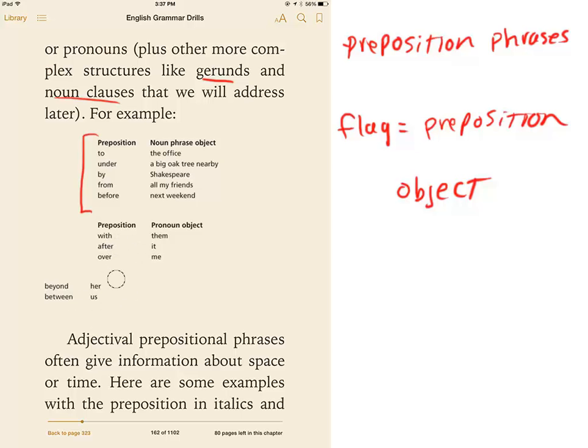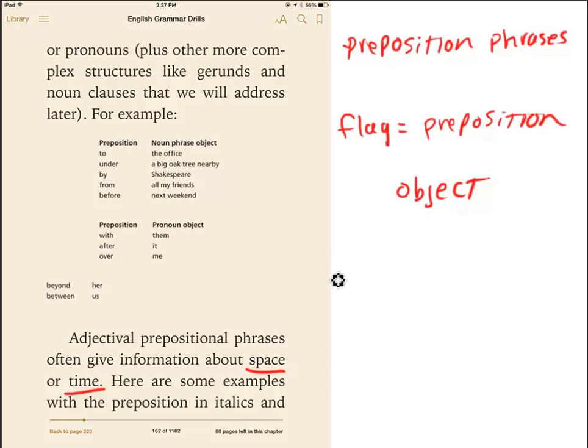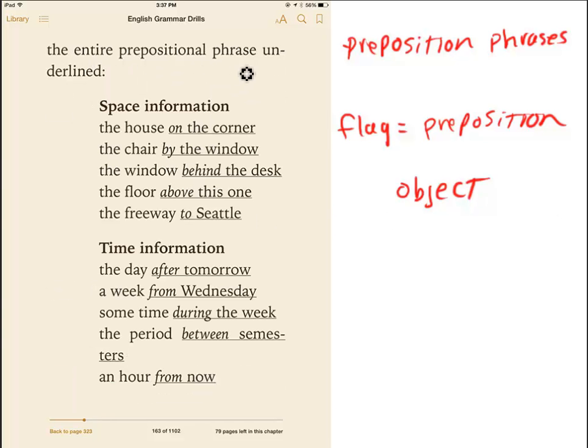Okay, so I'm going to show you a couple common prepositions. It says adjectival prepositional phrases often give information about space and time. All right, these are the most common ones, and those are the most common prepositional phrases that we're going to be looking at. Here's some examples for you. The entire prepositional phrase is underlined. Remember, the flag word is the preposition itself, and then of course each preposition has a noun or an object to it. Okay, the house on the corner.